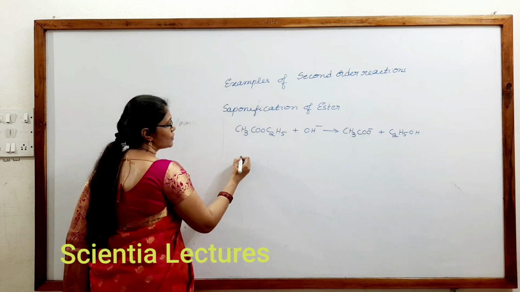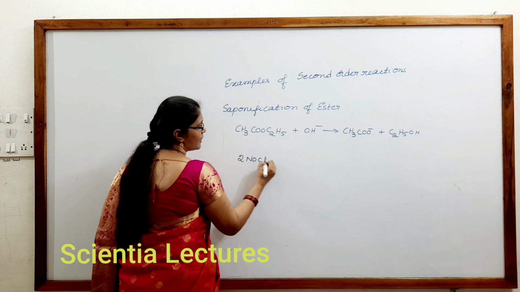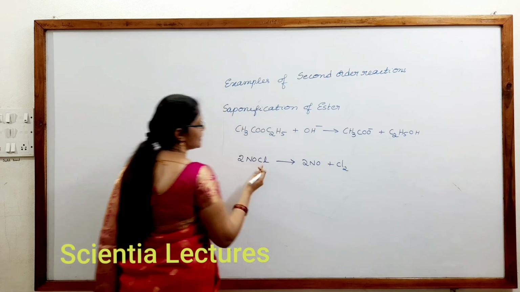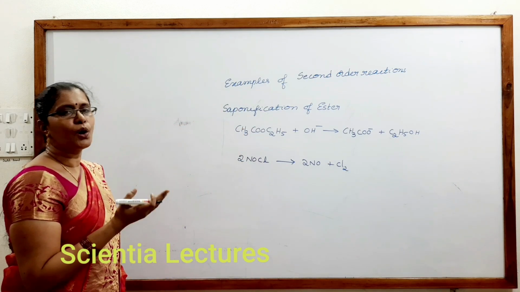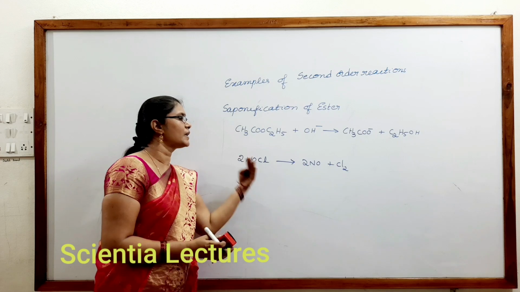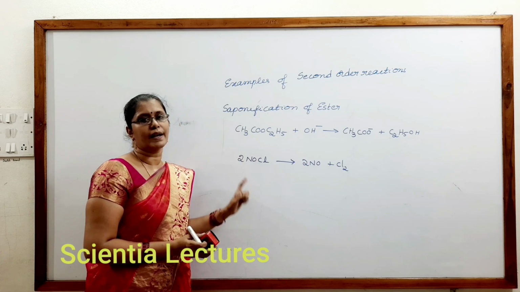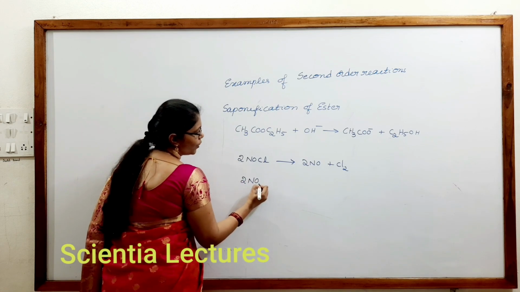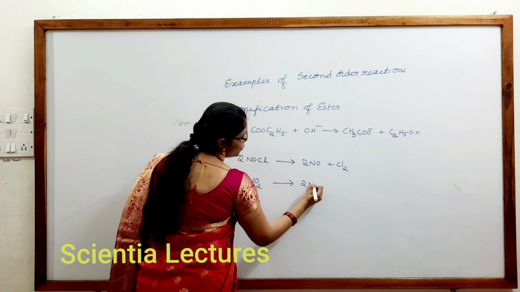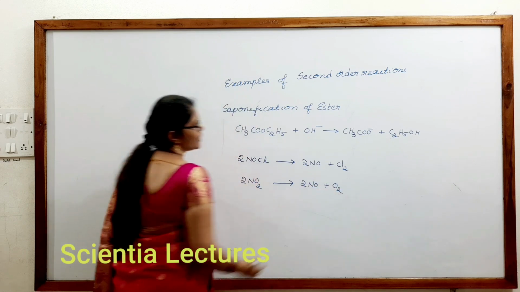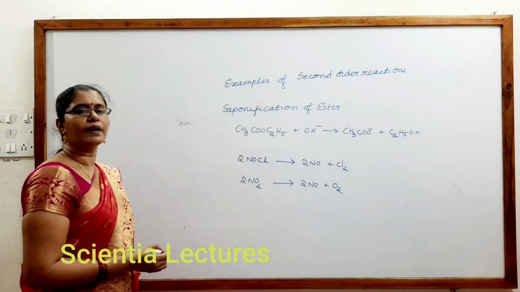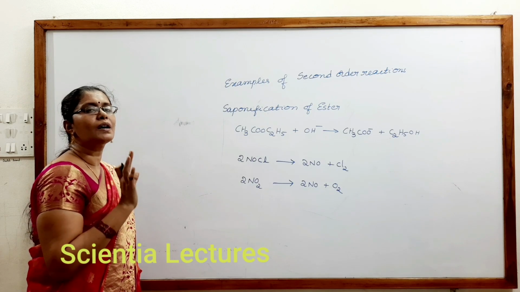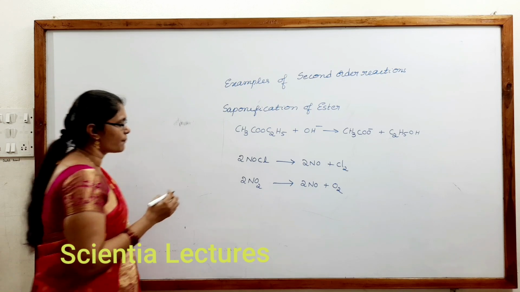Now next, 2NOCl gives rise to 2NO plus Cl2. This is an example of a second order reaction. Reverse of this reaction can be taken as an example for third order reaction. This is an example for second order reaction. 2NO2 gives rise to 2NO plus O2 is also an example of second order reaction. So all the examples of second order reactions in the NCERT textbook have to be learnt, which is compulsory.